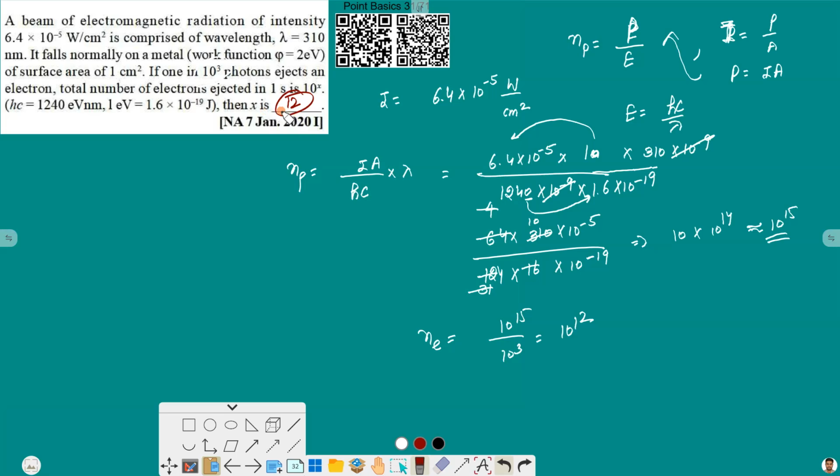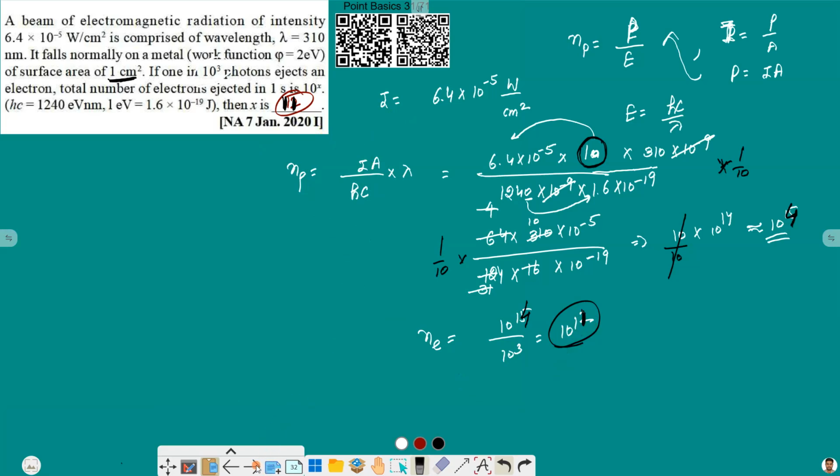Oh, sorry, one more mistake. I took area as 10 centimeter and the actual area is 1 centimeter. So I have to divide here by 10. So 1 by 10 will also be there. So this will be 10^14 actually. And if it is 14, then this will be 12, 11. So actually 11 will be the right answer, not 12, because I took area as 10. So the answer will be 10^11 and x will be 11.